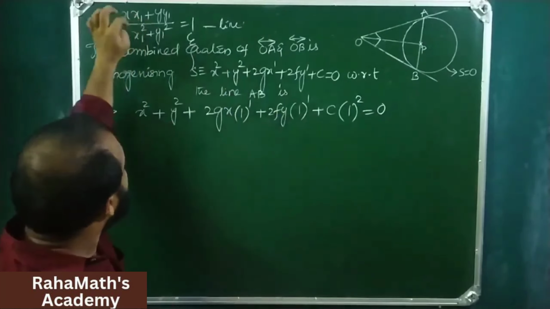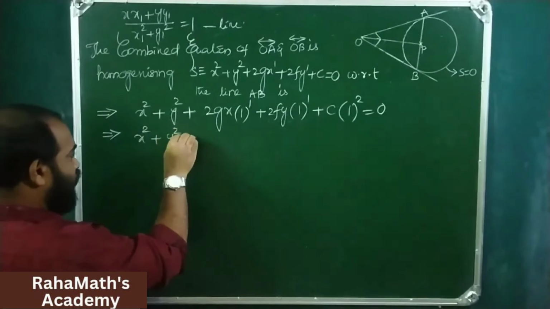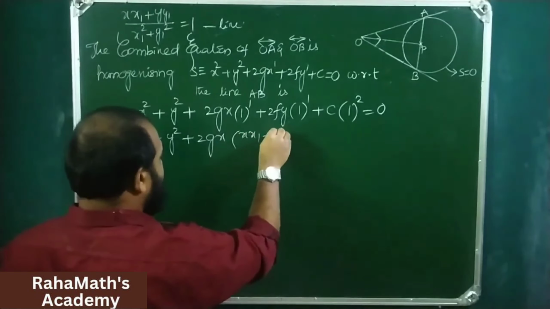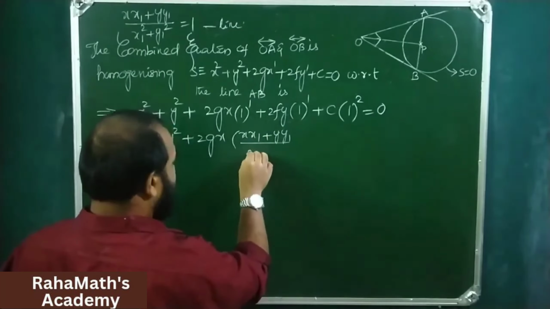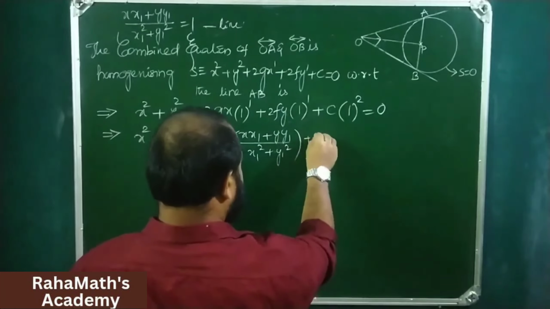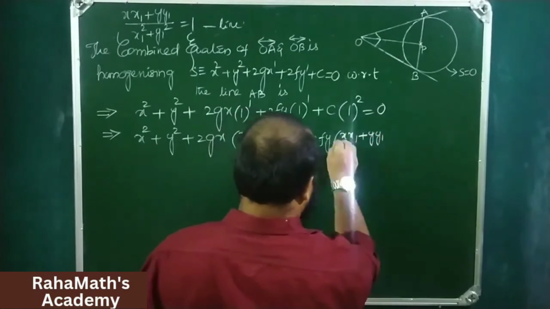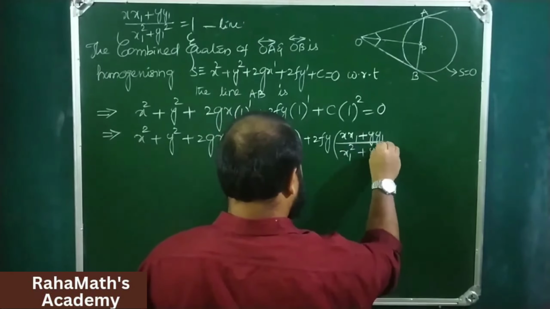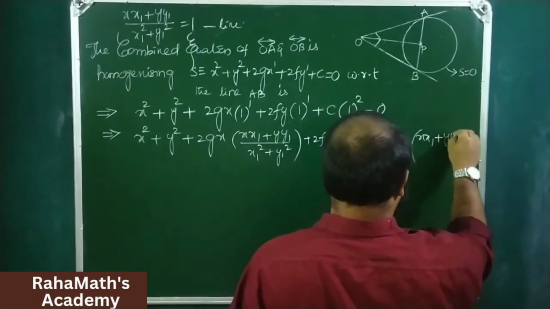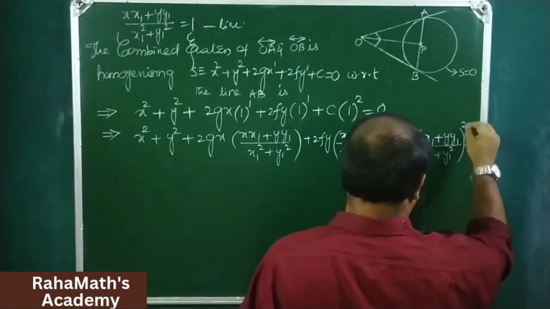And what is this one? This one we have prepared already. So x square plus y square plus 2gx into what is 1? xx1 plus yy1 by x1 square plus y1 square, plus 2fy into xx1 plus yy1 by x1 square plus y1 square, plus c into xx1 plus yy1 by x1 square plus y1 square whole square, equals 0.